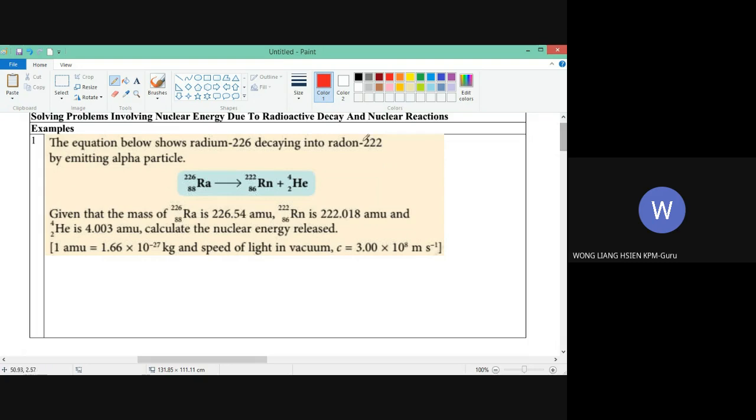The equation below shows radium 226 decaying into radon 222 by emitting an alpha particle. So this is the alpha particle, the helium nucleus. Given that the mass of radium 226 is 226.54 atomic mass unit, radon is 222.018 atomic mass unit, and the helium nucleus is 4.003 atomic mass unit. Calculate the nuclear energy released.